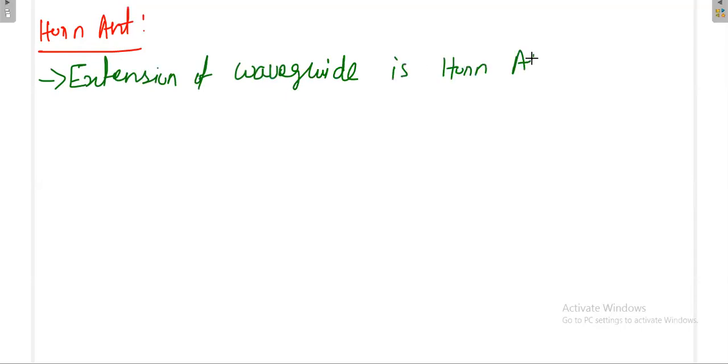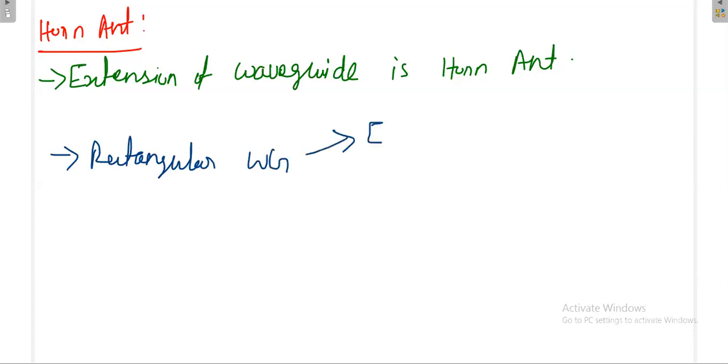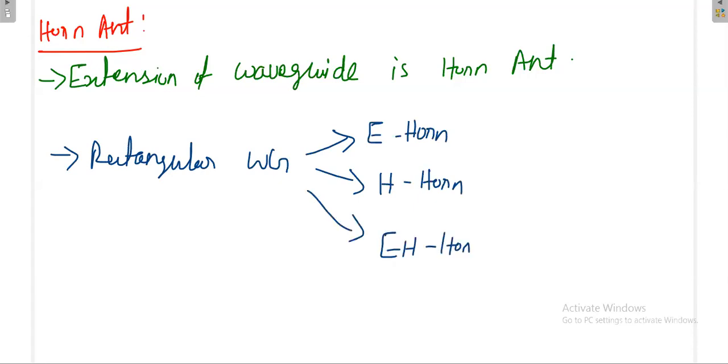You already know what a waveguide is. You have rectangular waveguide and circular waveguide. From a rectangular waveguide you can make three possible horn antennas: one is the E-type horn antenna, another one is the H horn antenna, and another one is the EH horn antenna. That means you have two dimensions for a waveguide, A and B.